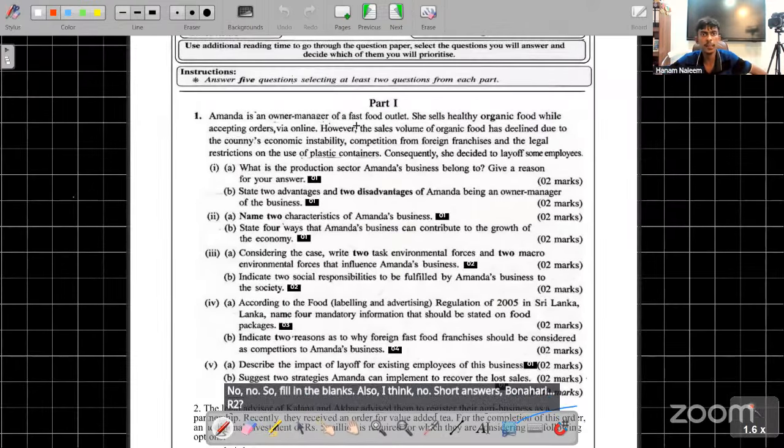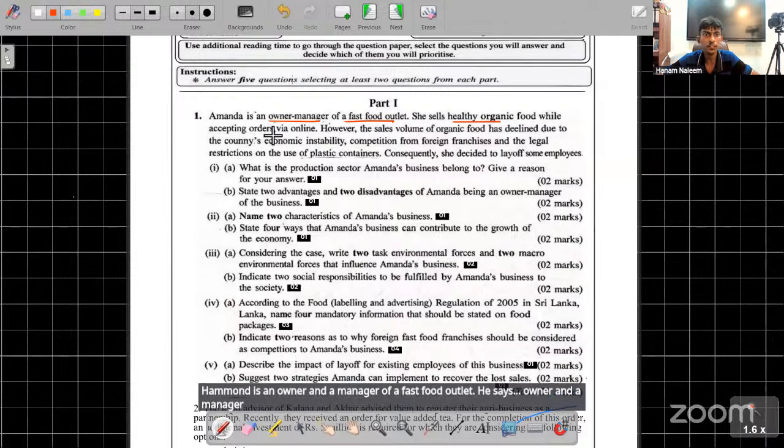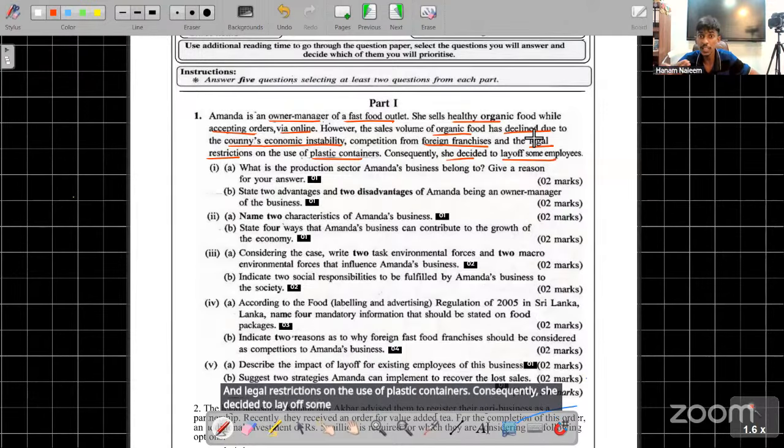Amanda is an owner and a manager of a fast food outlet. She sells healthy organic food while accepting orders online. However, the sales volume of organic food has declined due to the country's economic instability, competition from franchises, and legal restrictions on the use of plastic containers. Consequently, she decided to lay off some employees. Lay off means removing some employees.